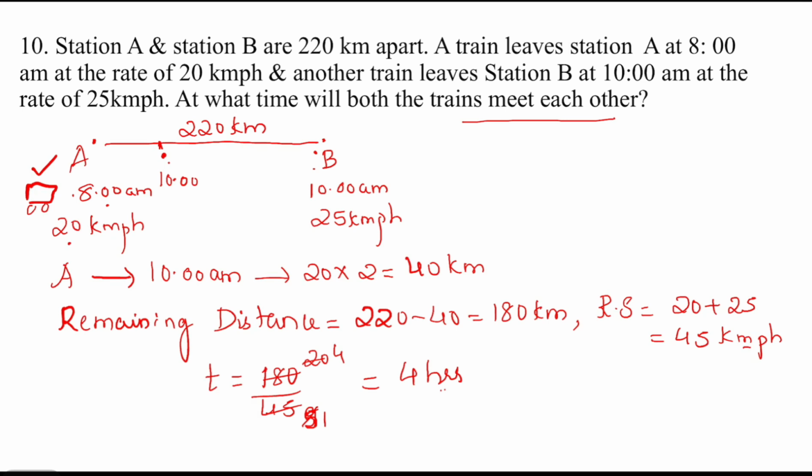So now we know that at 10 a.m. both were leaving, isn't it? So plus these 4 hours, how much will it be? 10 plus 4 means 14 hours, nothing but 2 o'clock. So at 2 o'clock both will meet each other. Okay, so next problem.